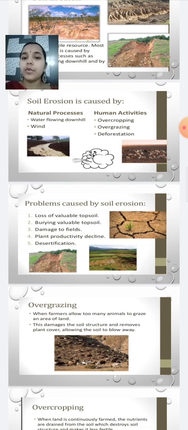When water flows downhill through the river, it carries away the soil and that is known as soil erosion. Again, wind, when it blows, carries away soil and leads to soil erosion. Similarly, when we are talking about human activities, three most important activities of humans that lead to soil erosion are overcropping, overgrazing and deforestation. Now, we will understand the meaning of all this in the next slides.